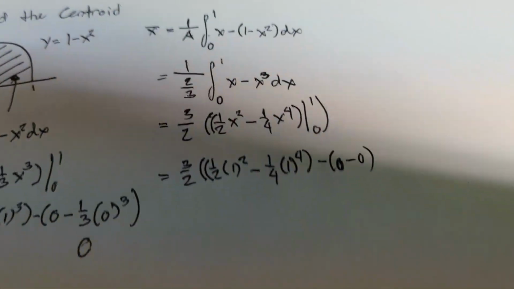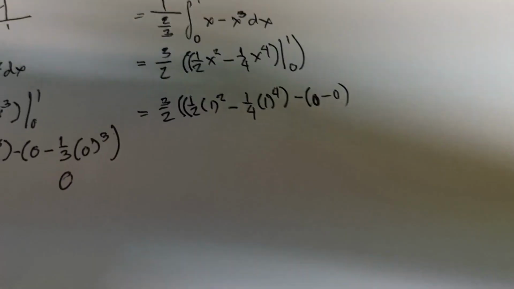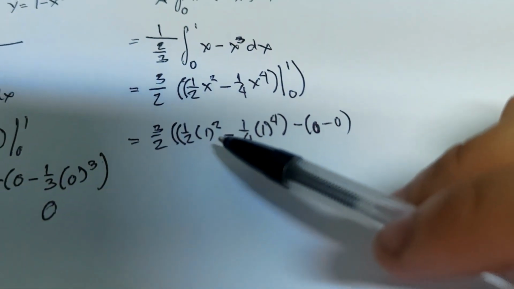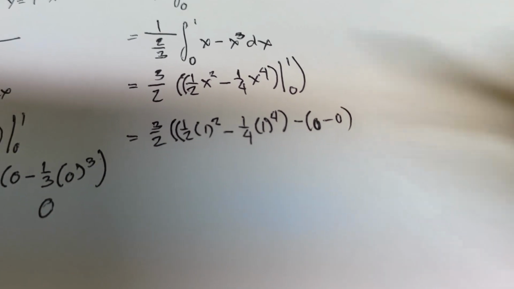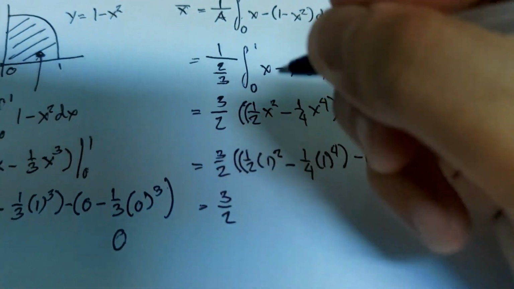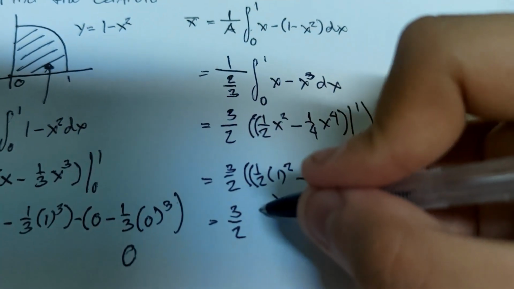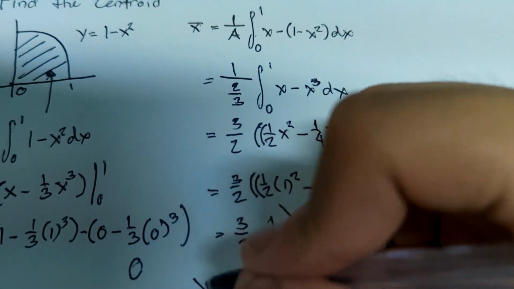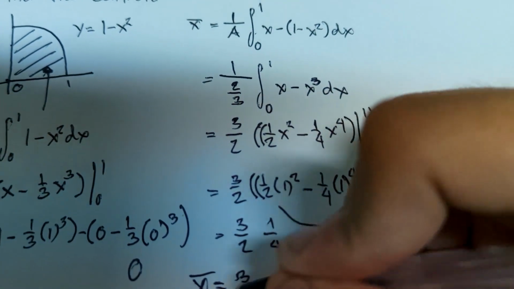So now we can find the answer. As you can see, this one is just 1/2 minus 1/4. So 1/2 minus 1/4 is just 1/4. Okay, so we have 3/2 here, and this one will be 1/4. So by multiplying this, we just get our x coordinate as 3 over 8.